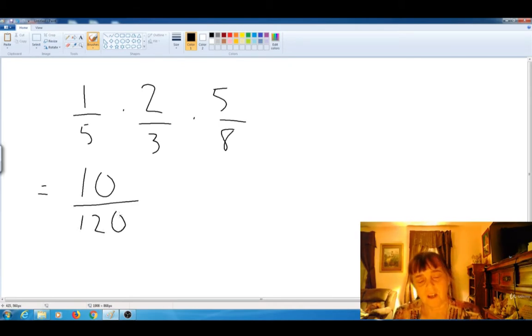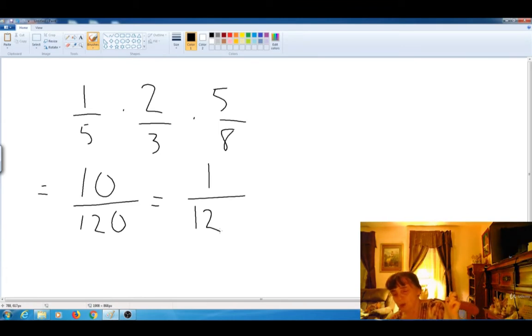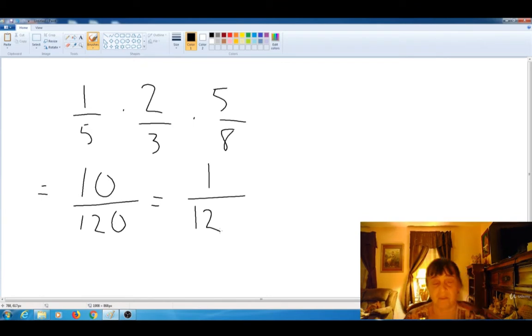10 over 120. Now both of these end in zero. Okay, I can divide both of these by 10. 10 divided by 10 is 1. 120 divided by 10 is 12. So 10 over 120 is 1/12. Anytime they end in a zero, you can divide them both by 10.